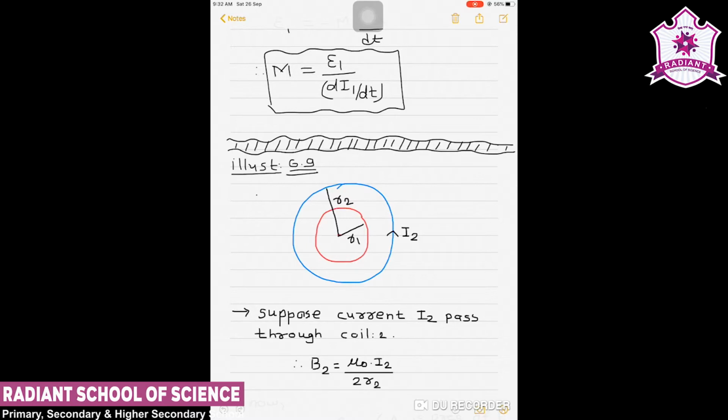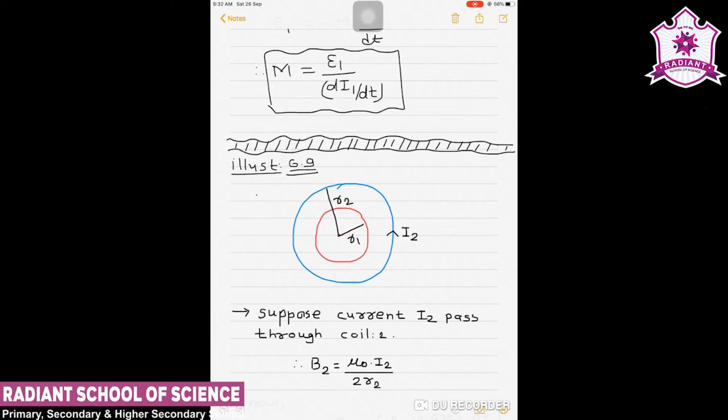Now, as the topic of mutual inductance comes, we can go with example number 6.9 of the textbook, which shows, as in the figure here, two concentric circular coils, one of small radius r1 and the other of large radius r2, such that r1 is very much less than r2, placed coaxially with centers coinciding. We are asked to obtain the mutual inductance of the arrangement.